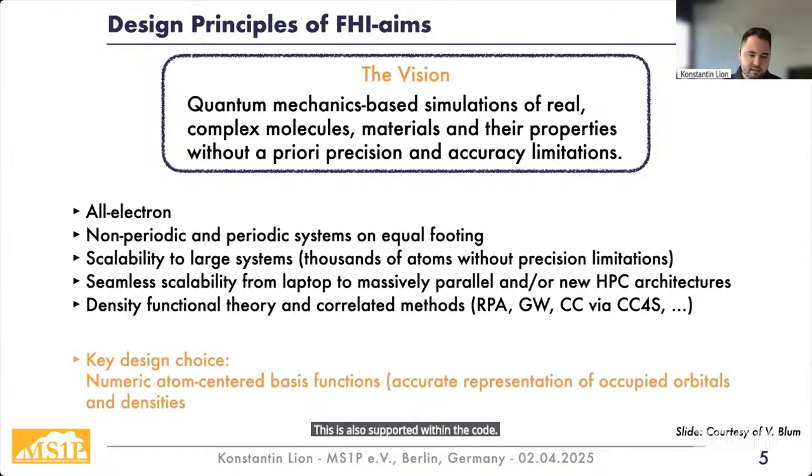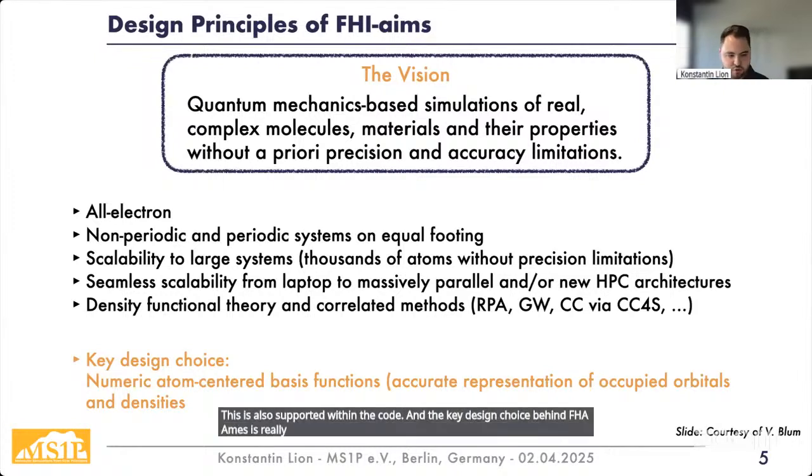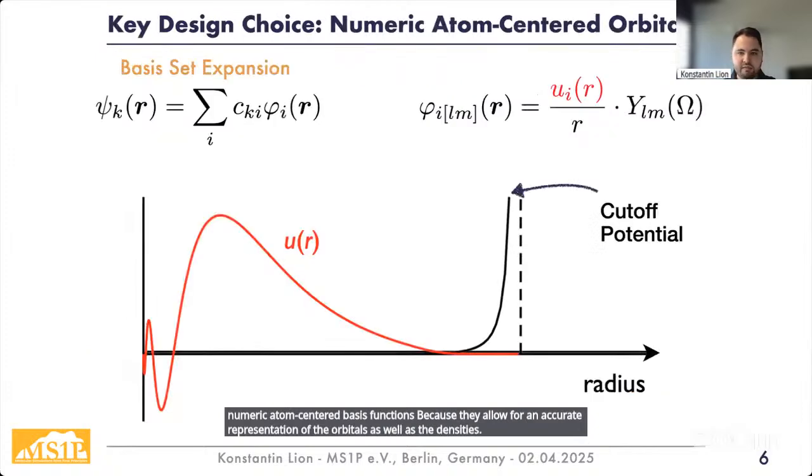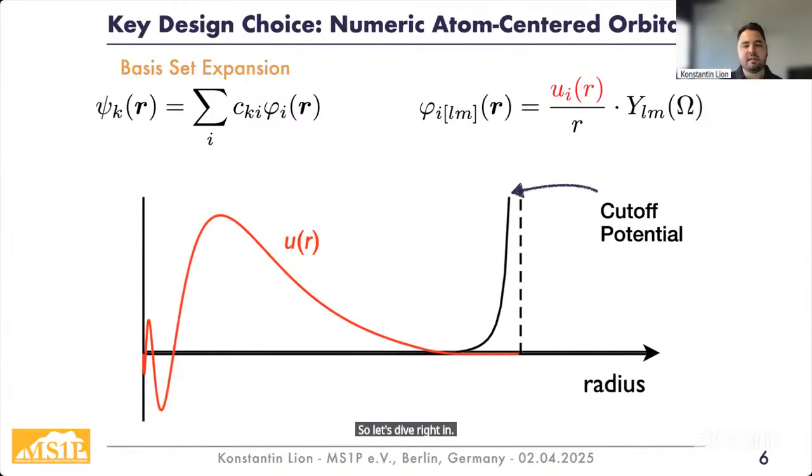The key design choice behind FHI-aims is what kind of basis set you choose. In this case, it's the numeric atom-centered basis functions, because they allow for an accurate representation of the orbitals as well as the densities. So let's dive right in and talk a bit more about these atom-centered orbitals.